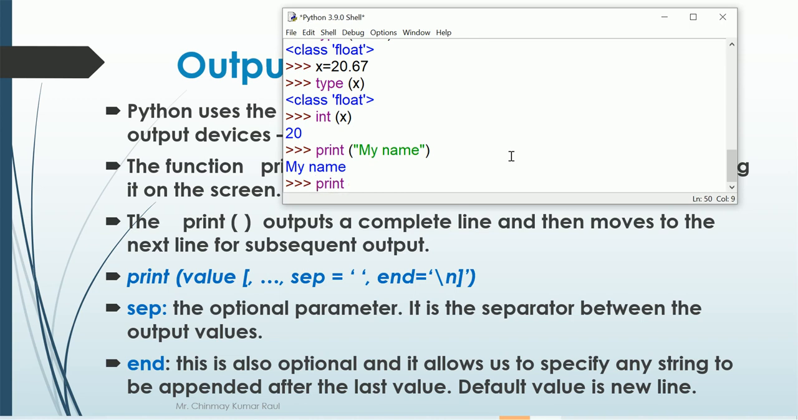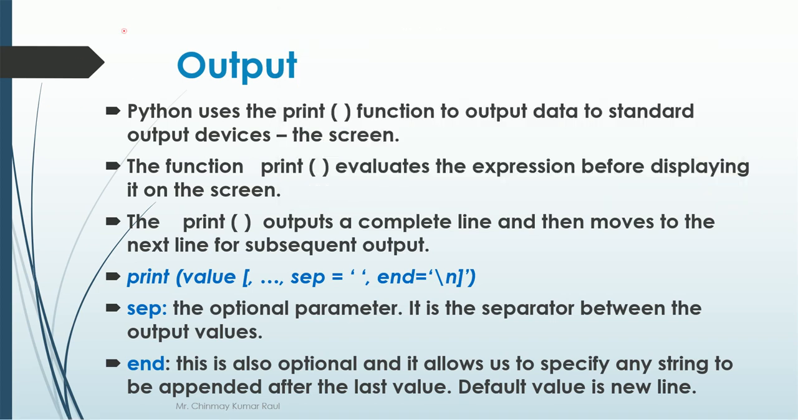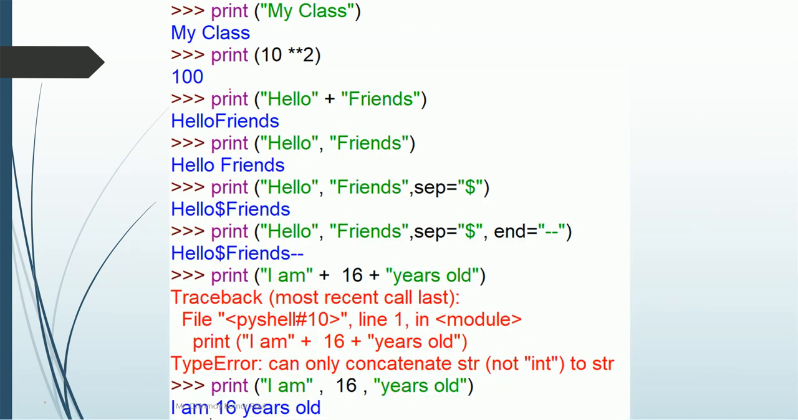Suppose print my class is showing. So print 10 to the power 2. Now it is showing 100. Print hello plus friends. Now it is showing hello friends without any space between them, because the plus operator is used. Same thing, I am printing hello and friends, but using a comma. For the comma, one space will be there. Between two objects, one comma is there, so one space will be there.